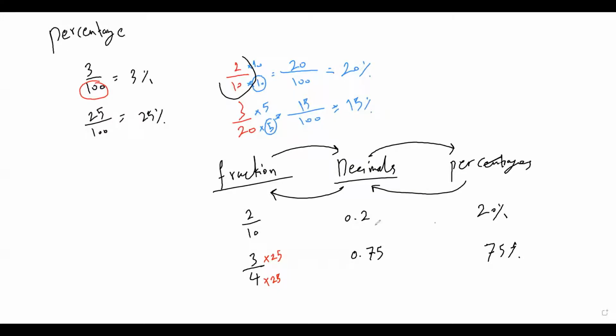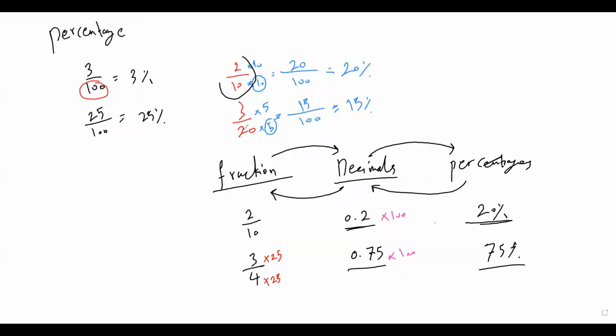Now, if you look at these two numbers, the decimal and percentage, you can easily convert decimal to percentage by multiplying by 100. Can you see that? If you multiply this by 100, you get 20%. And if you multiply this by 100, you get 75%. So converting decimal to percentage is easy, but for fractions, you have to be careful if the denominator is not 100, and that's all, right?